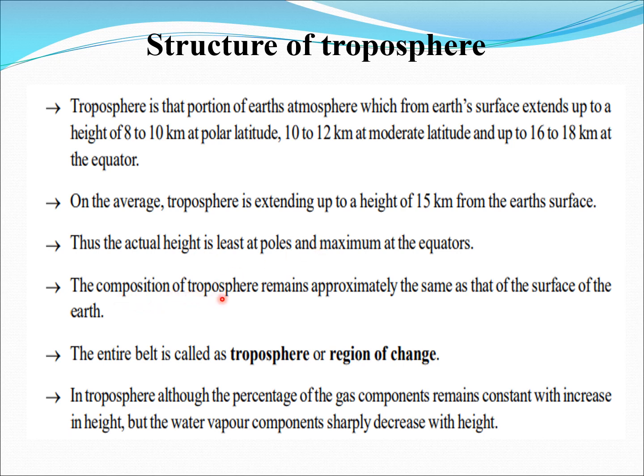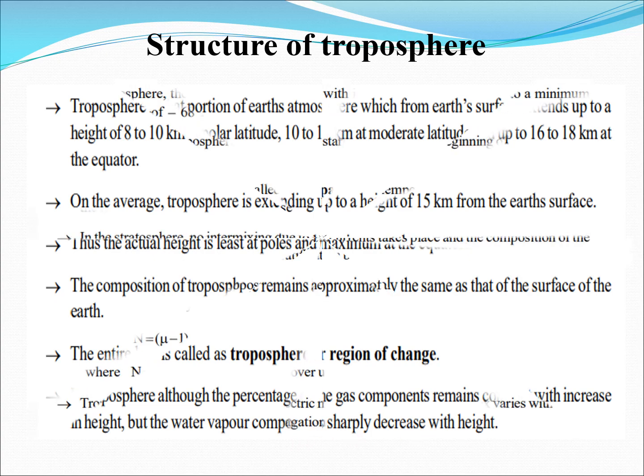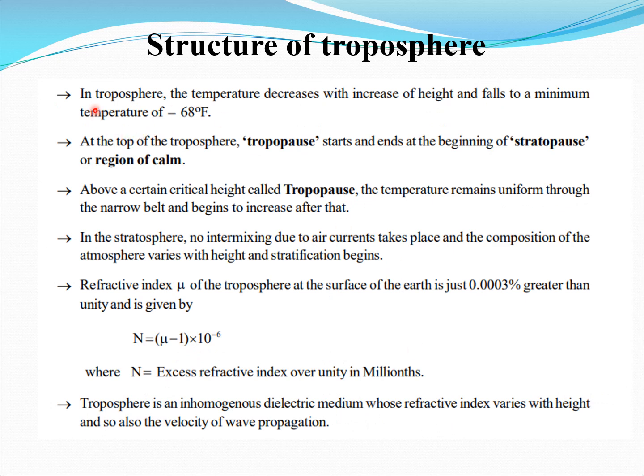The composition of a troposphere remains approximately the same as that of the surface of the Earth. The entire belt is called as troposphere or region of change. In troposphere, the percentage of gas components remain constant with increase in height, but water vapor components sharply decrease with height. In troposphere, the temperature decreases with increase in height and falls to a minimum of minus 68 degree Fahrenheit.